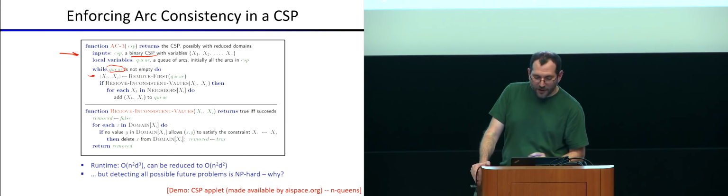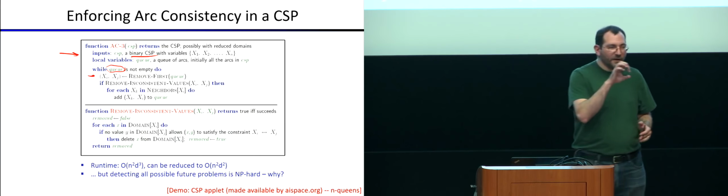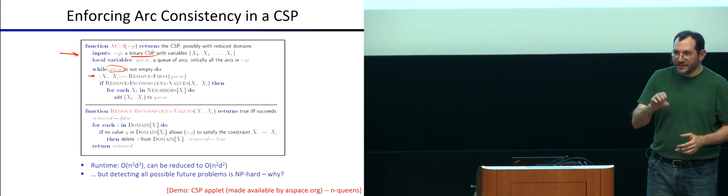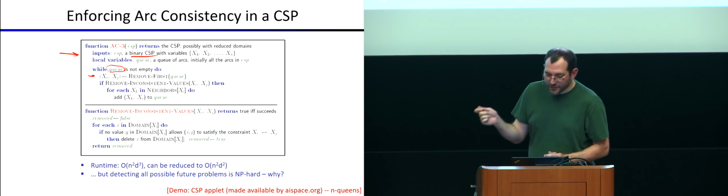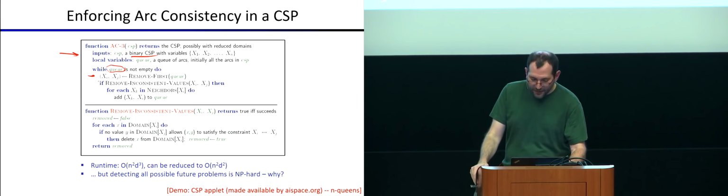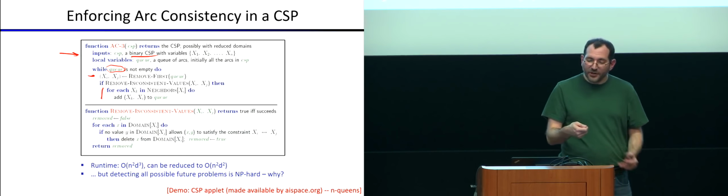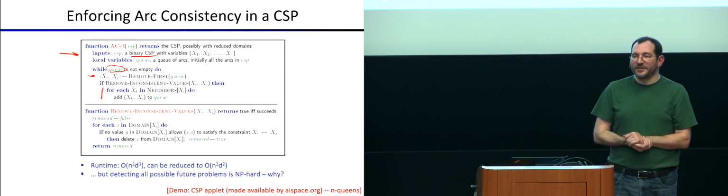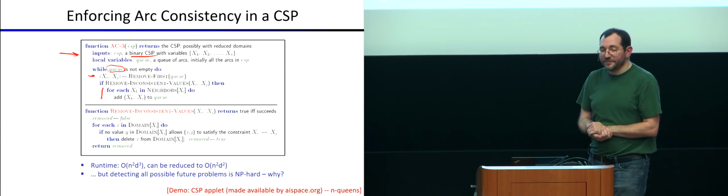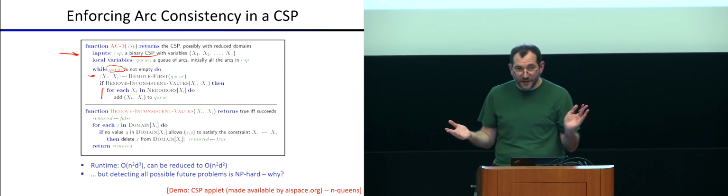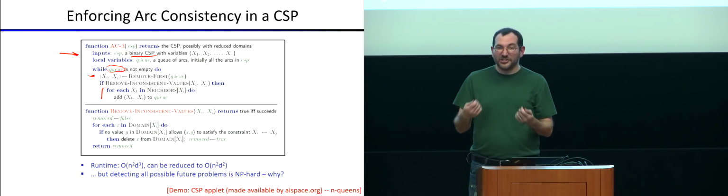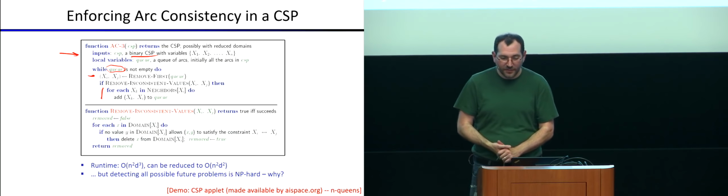So what we're going to do with our queue is the following. We're going to pop an arc off the queue. The queue is our to-do list of arcs to check for consistency. We remove something from the queue and take out all the inconsistent values, and if you found an inconsistent value in the process of making this arc consistent, you're going to throw a whole bunch of its neighbors back on the queue because you just invalidated their consistency. That's the flow. You take things off the queue, and whenever you actually change something, you throw some neighbors back on the queue.